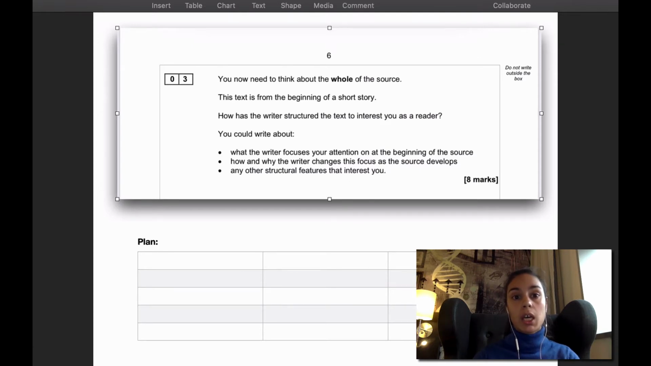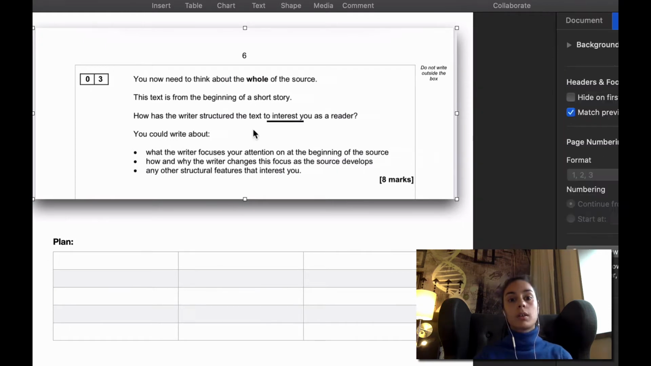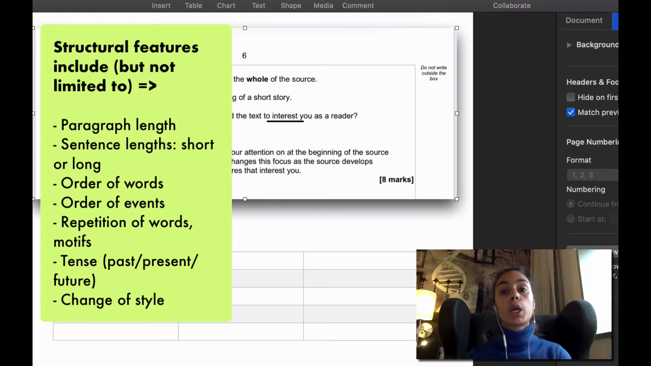So we're looking at structure here. What are structural features? Well, you can look at the opening of the text. What happened in the first paragraph? Was there some exciting punctuation that made the first line grab your attention? Was there some descriptive language? What about how the writer has told the story in the beginning? Have they done a flashback? Have they done reported speech? Maybe it's a letter, maybe it's a character talking directly to the audience.